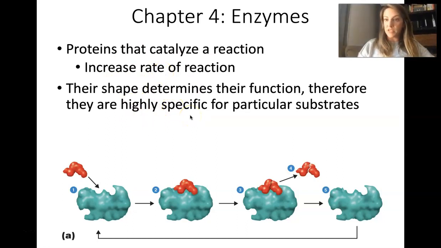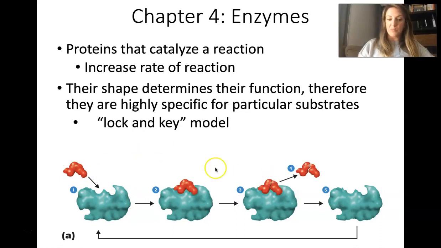Just like for any other protein, form determines function, okay? So their shape determines their function, and therefore they're highly specific for certain substrates. The substrate is the thing that's going to bind to the enzyme. It's this lock and key kind of model. So this enzyme here is only going to bind this kind of substrate and catalyze this specific reaction. In this case, is breaking it apart. So see this, the substrate here, the reaction is the substrate being broken up into 2 pieces, which is accomplished with the help of this enzyme.